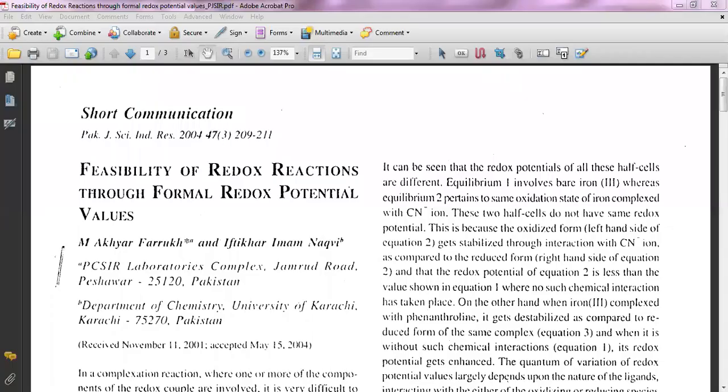In this lecture, I am going to teach you the feasibility of redox reactions through formal reduction potential values for biological oxidations. So let's move to the lecture. This is my own article. I will share it and upload it on the Moodle.